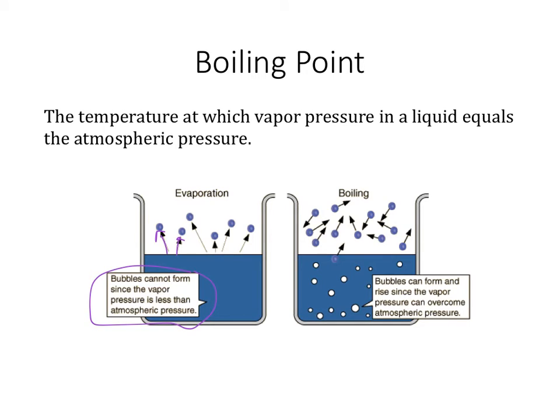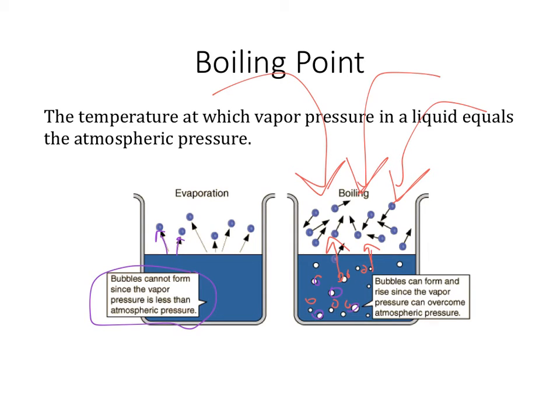But when you're boiling, the bubbles can form within the middle of the liquid. The bubbles can form anywhere, all of these bubbles, since the vapor pressure can overcome the atmospheric pressure. So imagine the atmosphere is a giant blanket pushing down on this water in the beaker, and the bubbles can only escape when they have enough energy to overcome the atmospheric pressure.